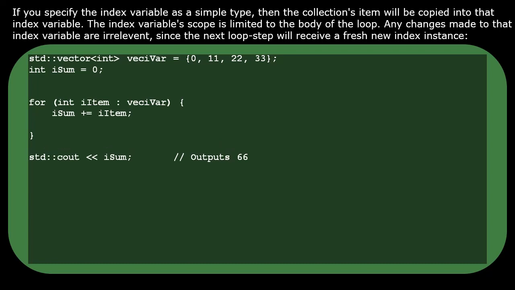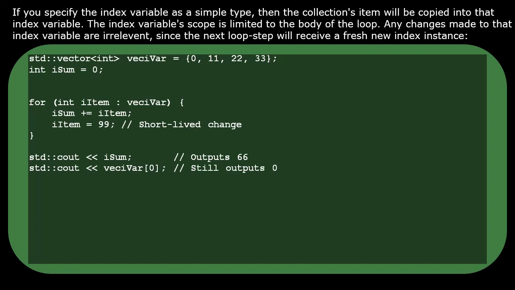Within your loop's statement block, you might write code that modifies this iItem index variable, but any such change would be short-lived, only lasting until the end of that step and not affecting data that's contained within the collection. Of course, the iItem index variable will go out of scope after the loop is done.